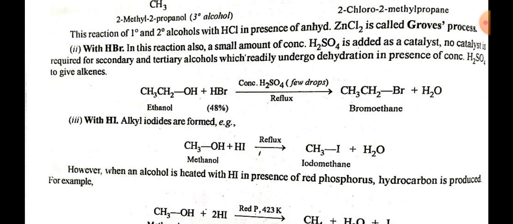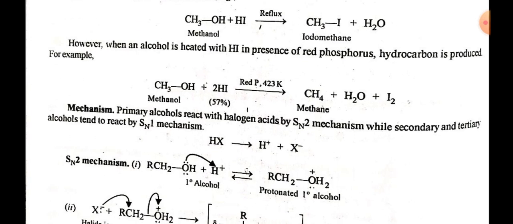With HI, alkyl iodides are formed. When methanol reacts with HI in the presence of refluxing, iodomethane is formed. However, when an alcohol is treated with HI in the presence of red phosphorus, hydrocarbon is produced. Ethanol, when reacting with HI in the presence of red phosphorus, gives ethane and water and iodine.